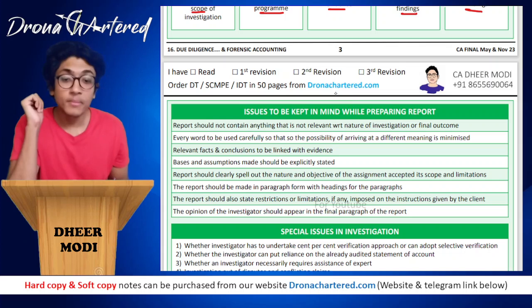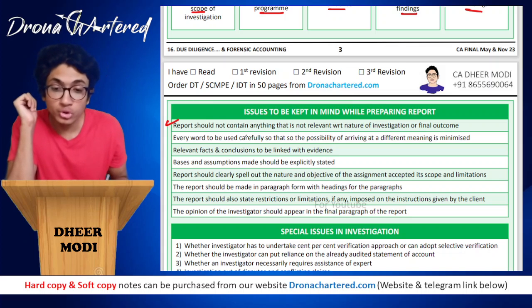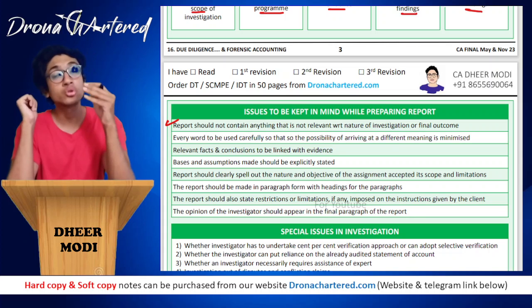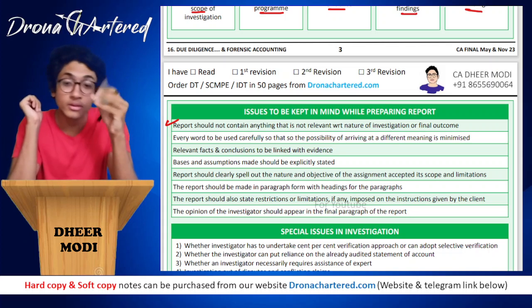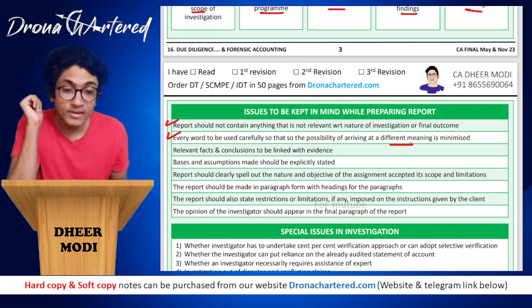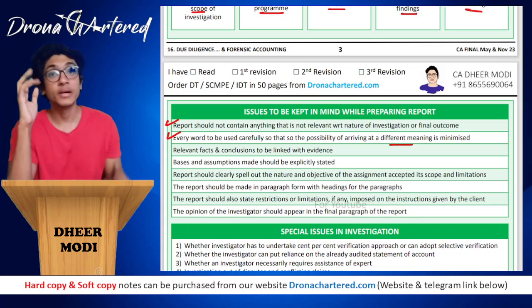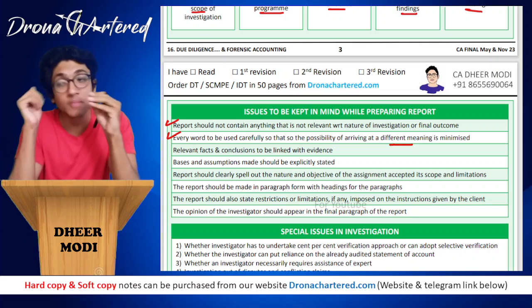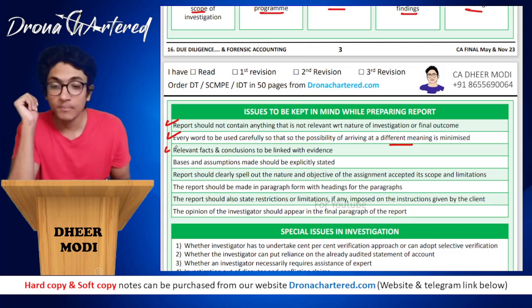Issues to be kept in mind while preparing reports. The report should not contain anything that is not relevant with respect to the nature of investigation or final outcome. So the report should contain only that information which is necessary for the investigation purpose. Every word should be used carefully so that the possibility of arriving at different meanings is minimized. That means please carefully use your words, because sometimes the same word might have multiple meanings.